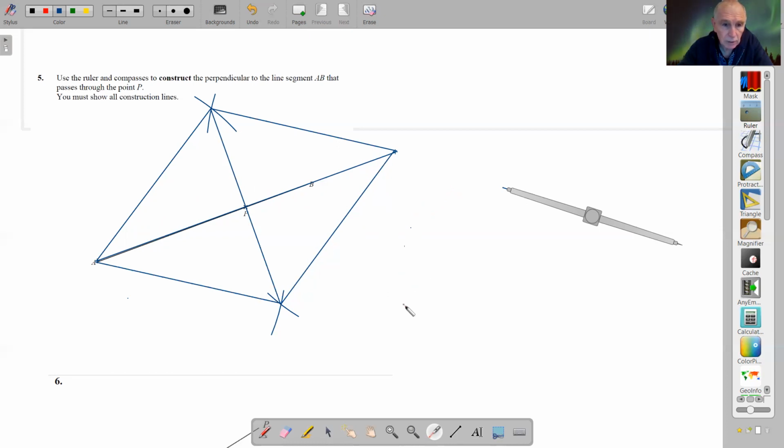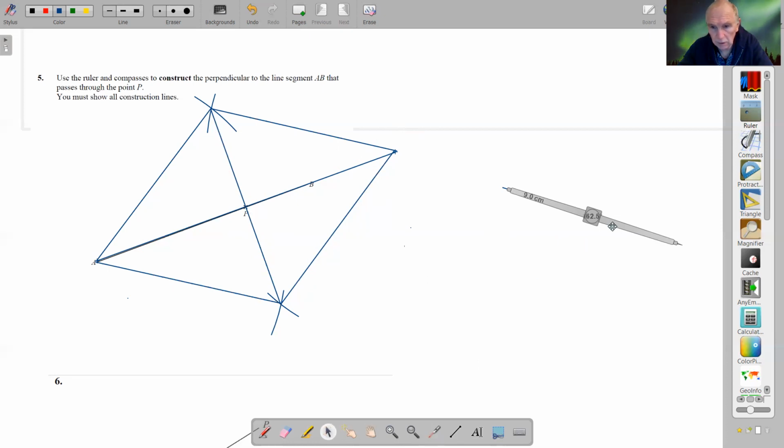So how does it relate back to the question? Use the ruler and compasses to construct the perpendicular to the line segment AB that passes through the point P. Well, that's exactly what we've done. This line goes through P. And we know that P is the midpoint of this AC. I never wrote C in up here. Because this diagonal bisects AC, then P must be in the middle, and also, of course, they bisect at right angles. That is a right angle, for all right angles. So we've done that one. That's good.